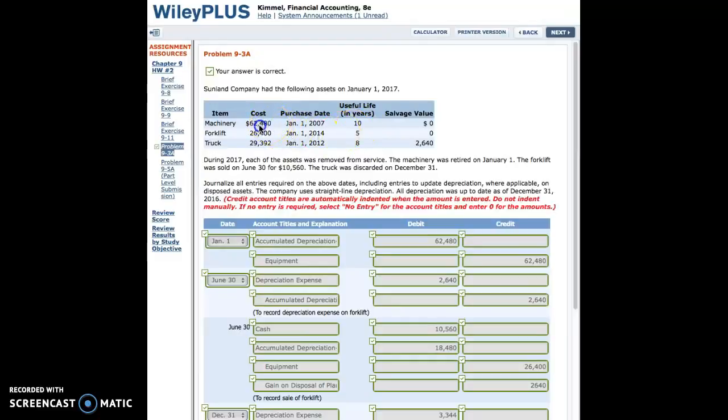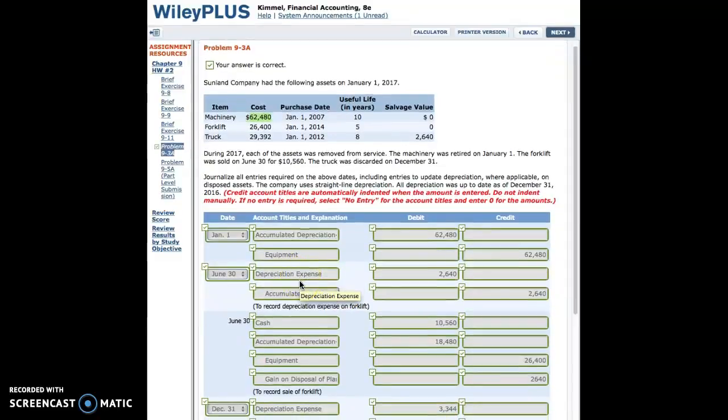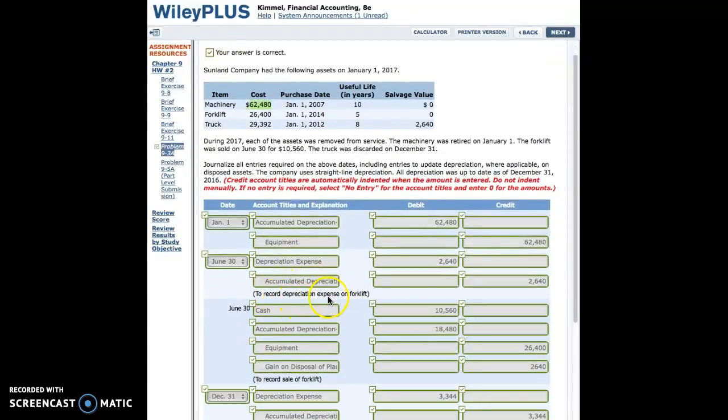So basically, we're just going to take this beautiful number here. We're going to copy and paste it right here. We always do the debit before the credit. And so we just copy them both right in there. Now, for the next one, this is to record the depreciation expense of the forklift. The forklift is here.